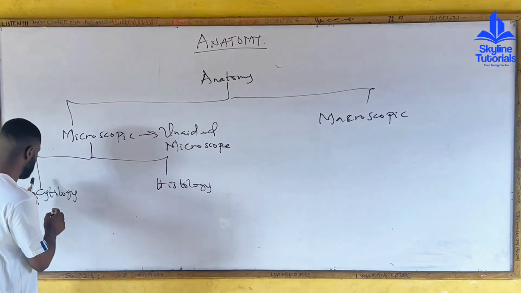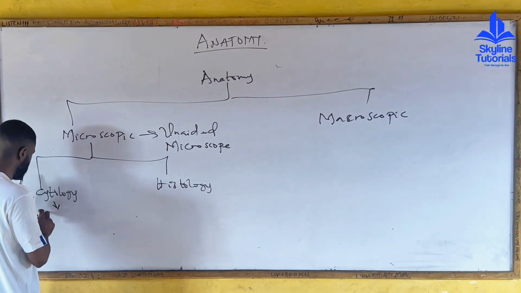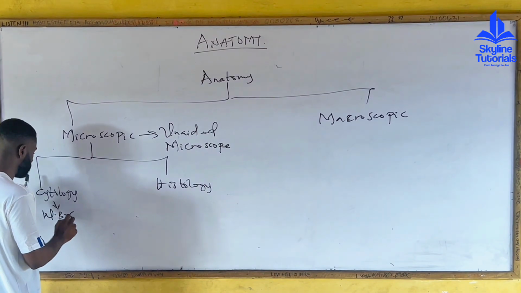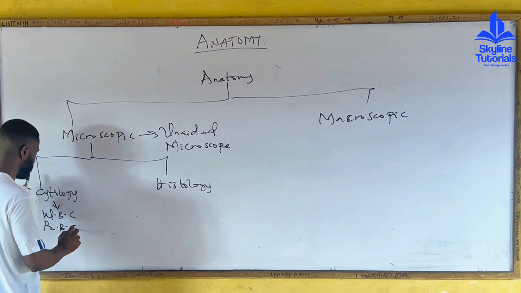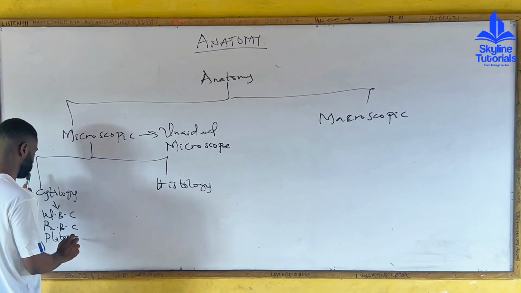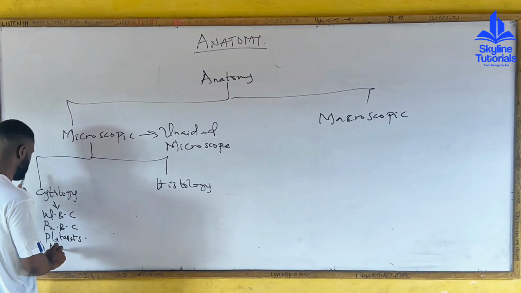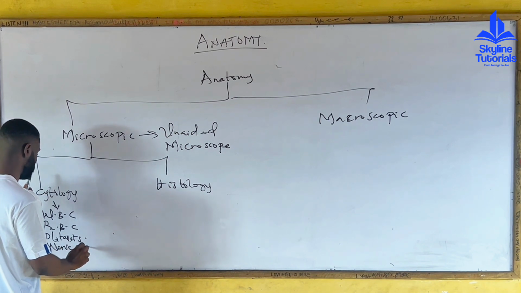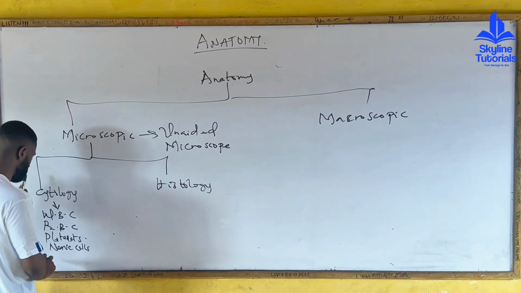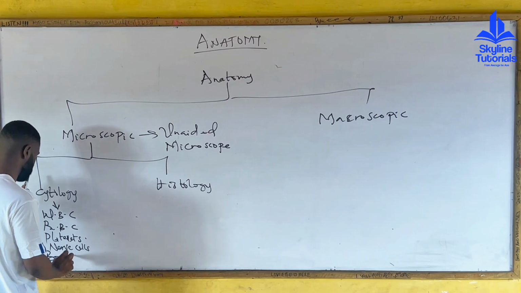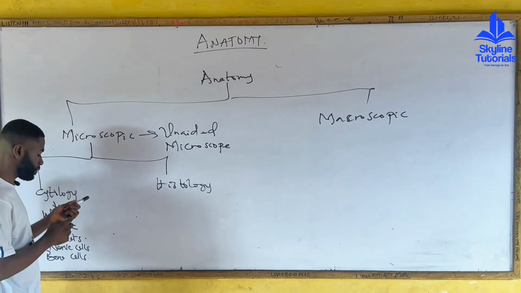Examples of cells in the body: we have the white blood cells, the red blood cells, the platelets. We also have nerve cells, and we also have bone cells. All these are examples of cells in the human.